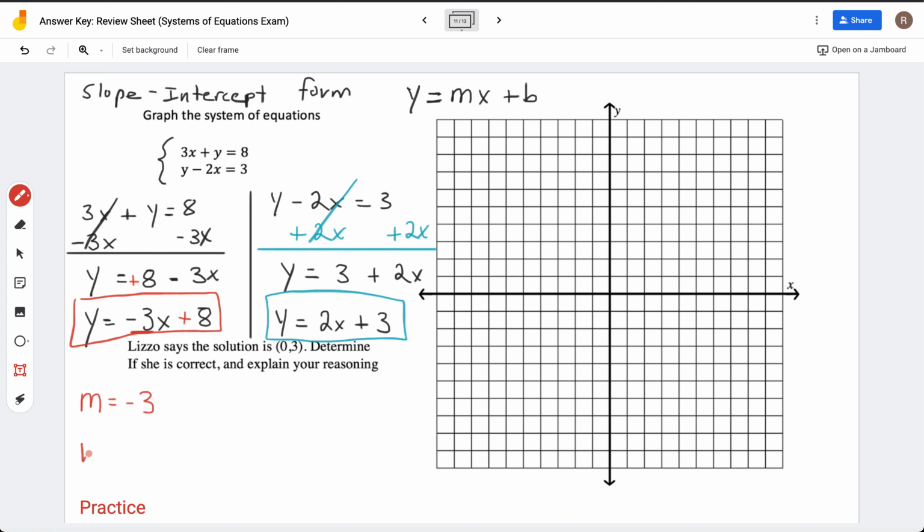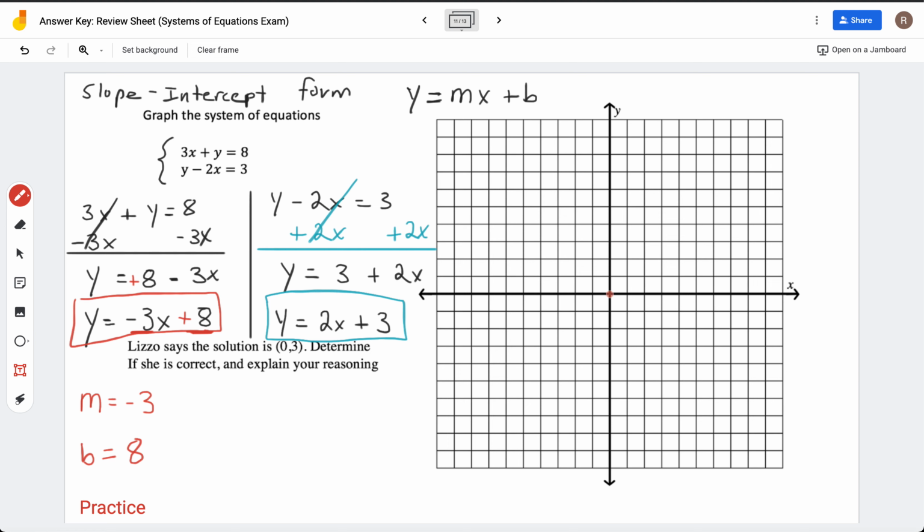And our y-intercept, which we refer to as b, is over here. This is positive 8. So we're going to start with the y-intercept. Remember, the y-intercept is always on the y-axis. So I'm going to find 8 on the y-axis.